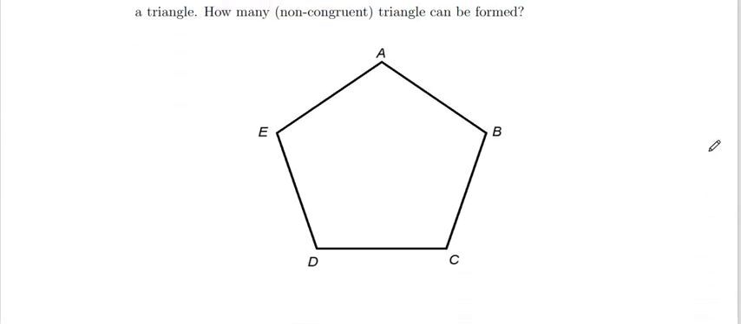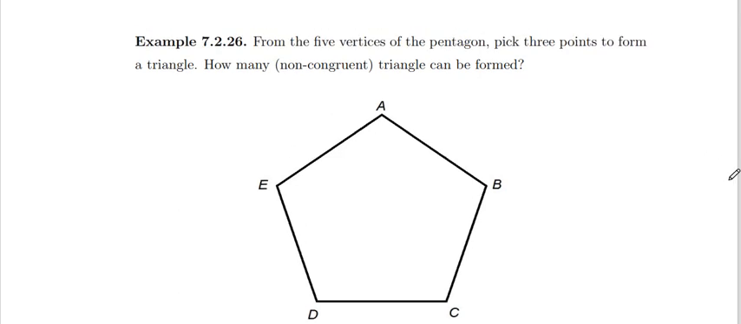So we have a similar problem. Let's say from the 5 vertices of a pentagon, pick 3 points to form a triangle. How many different triangles? This pentagon should be a regular pentagon.